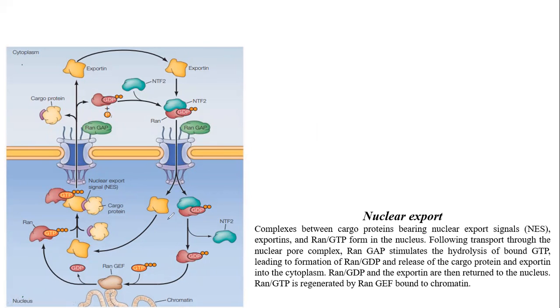Now see, the cargo protein has come out, your GDP has also come out, right? Now what happens is that this exportin will go and bind. Can you see NTF2? That is also along with it. So all what you see is that this import and export keeps going on every time. Okay? Do you want me to explain this figure, or is it self-explanatory? Yes, should I explain?